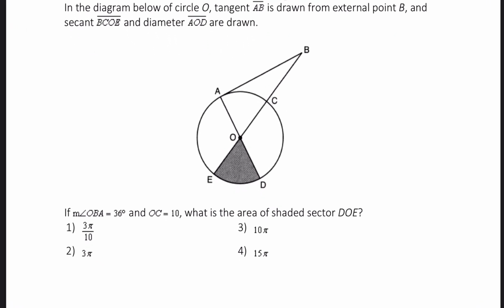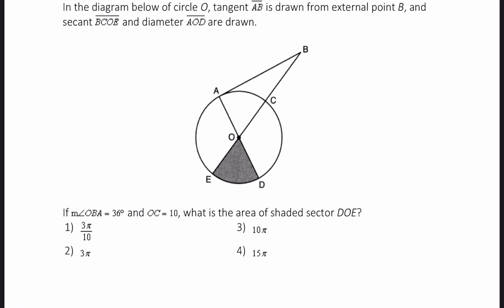So it says in the diagram below, of circle O, tangent AB is drawn from the external point B, and secant BCOE and the diameter AOD are drawn. So it's really just describing that image. It says if the measure of angle OBA is 36 degrees and OC is 10, it's my radius, right? What is the area of shaded sector DOE?